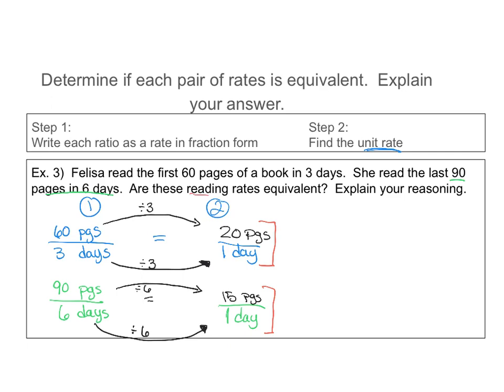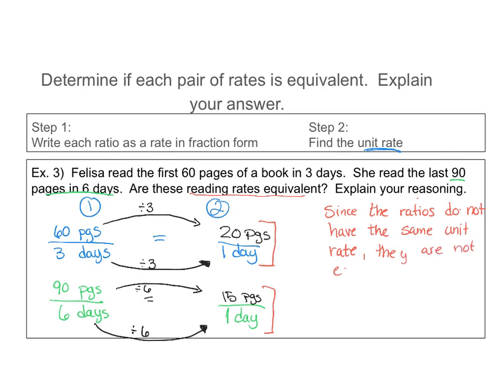So are these reading rates equivalent? That's what I need to answer. So I'm going to say, no, they're not equivalent, right? And I need to explain my reasoning. So since the ratios do not have the same unit rate, they are not equivalent.